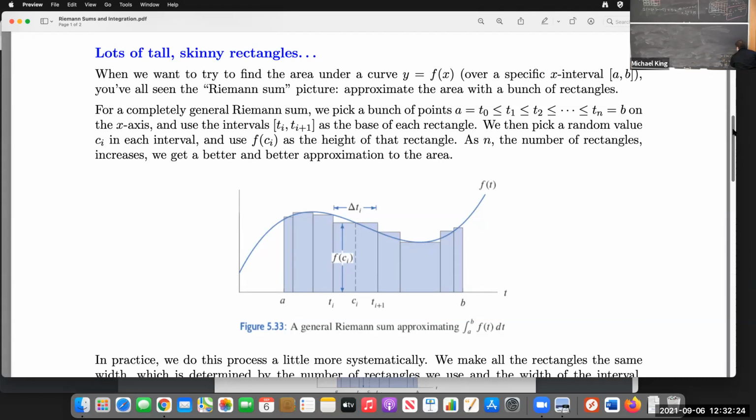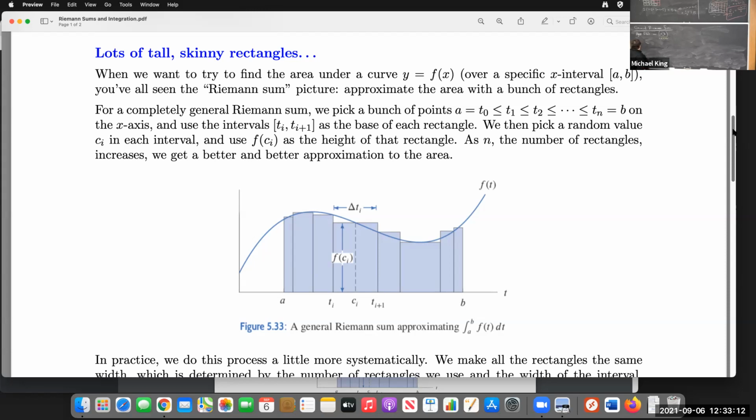Okay, so yeah, general Riemann sums. You have the function y equals f of x on the interval from A to B. This is notation for a closed interval. You see this notation, it's just like, this is a less than or equal to x less than or equal to b is what that represents.